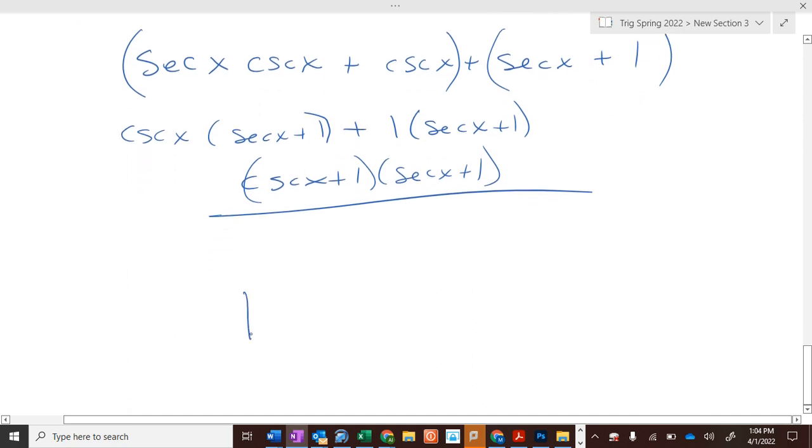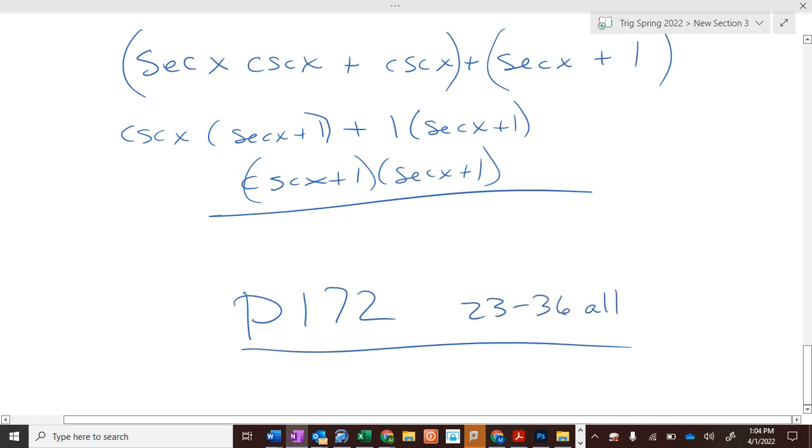Your assignment is on page 172, numbers 23 through 36, all of them. All right. Remember, you have study all Monday morning where you can always work on this if you're not in both band and choir.